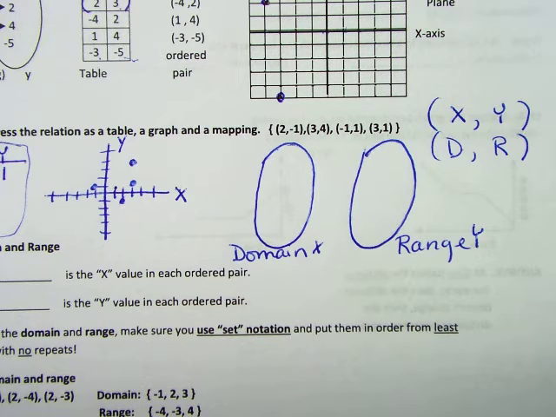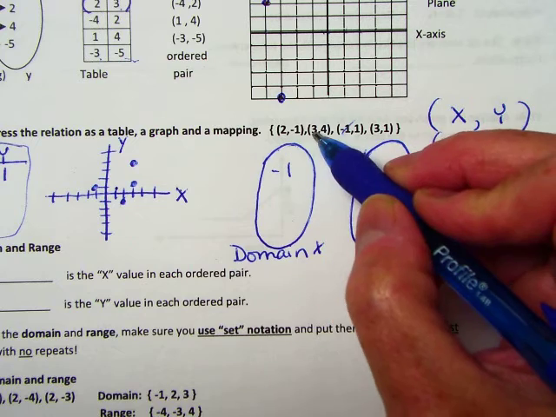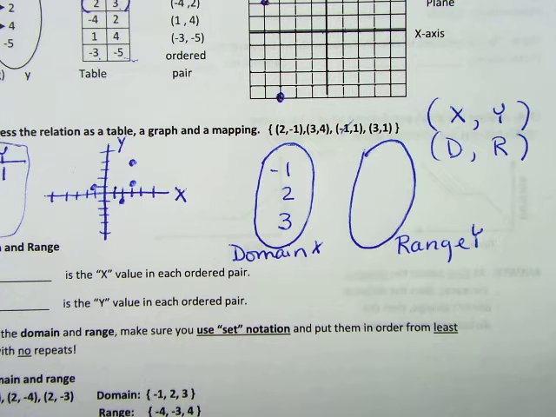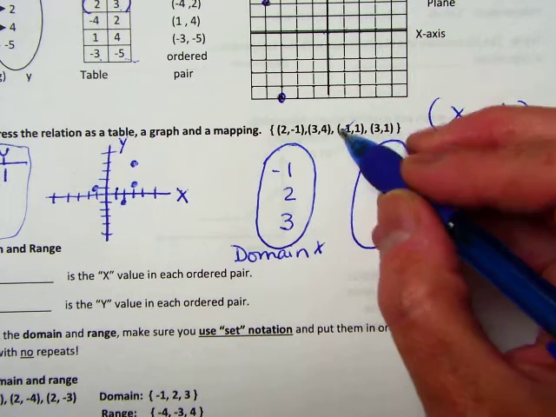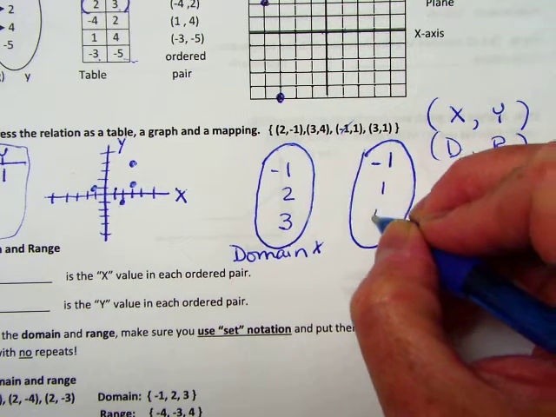So now, let's list all of our X's from the domain in order, least to greatest, but no repeats. So what's my smallest value? -1, so I took care of that guy. Looks like I've got a 2, a 3, and a 3. So I just need a 2, and I need a single value of 3. Okay? We're going to list our Y values now. Same thing. In order least to greatest with no repeats. Okay, so I got a 1, a 1, a 4, and a -1. So I have a -1, a +1, and a 4.